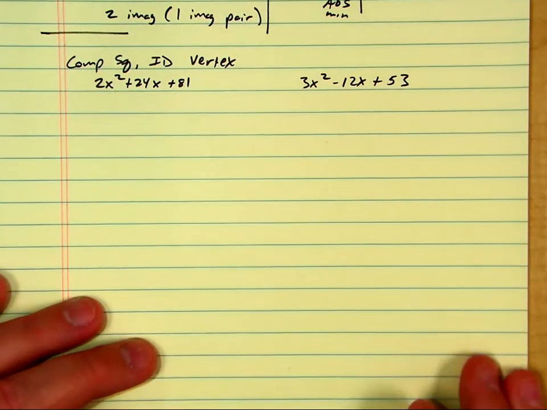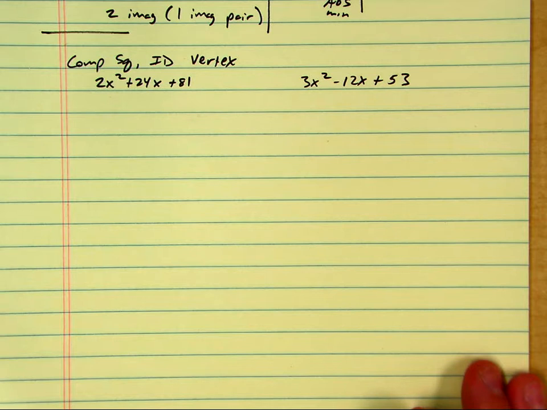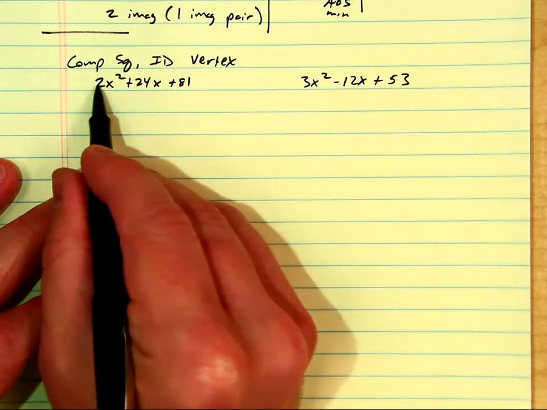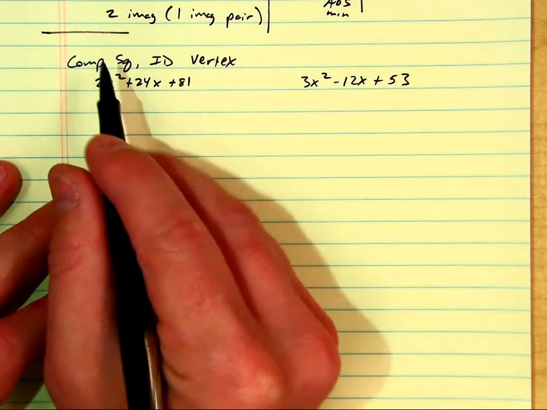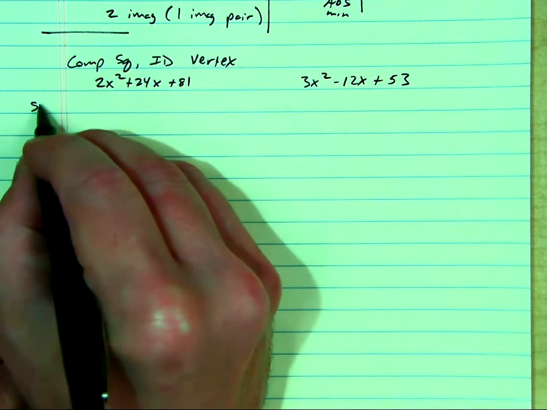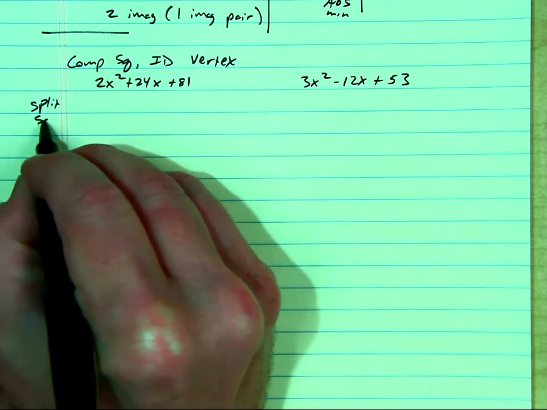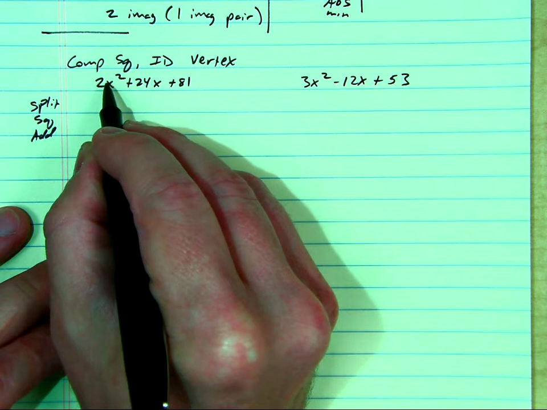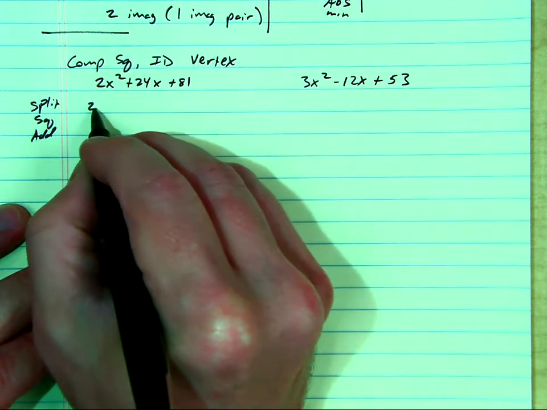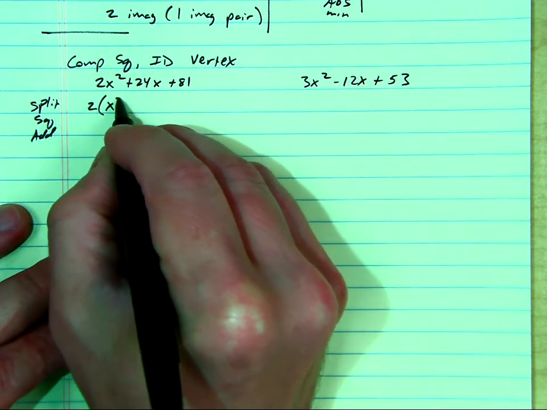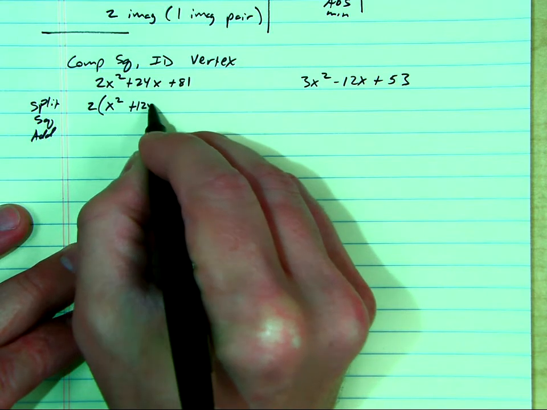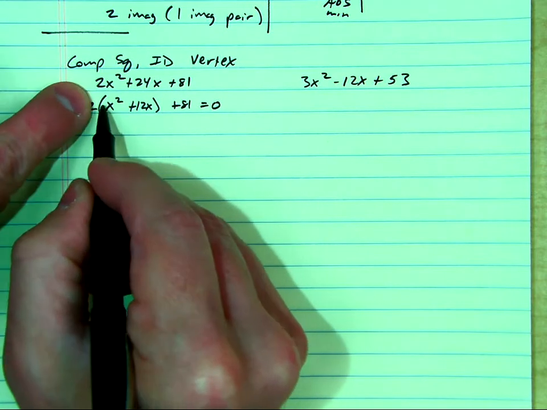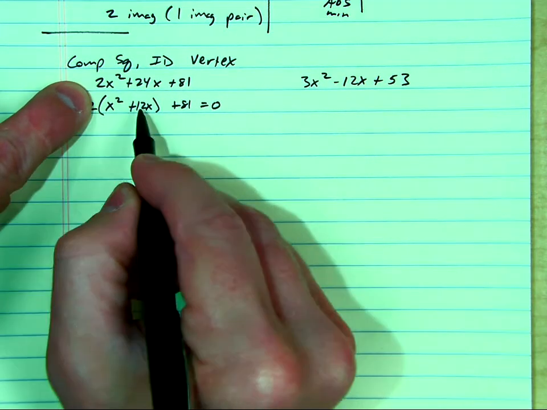Okay, so completing the square and identifying the vertex, the way I've taught you to do this, and this is how you'll see it in most books, you can factor out a 2 out of the A and B. To complete the square, it's split it, square it, add it. But you cannot complete the square unless you have the A coefficient being 1. So we're going to factor out that 2, x squared plus 12x plus 81 equals 0. Now we have the leading coefficient here is 1. We can split it, square it, add it.